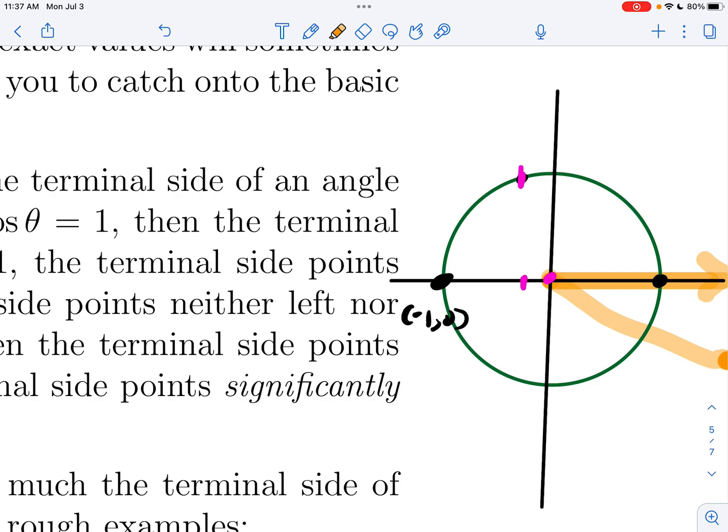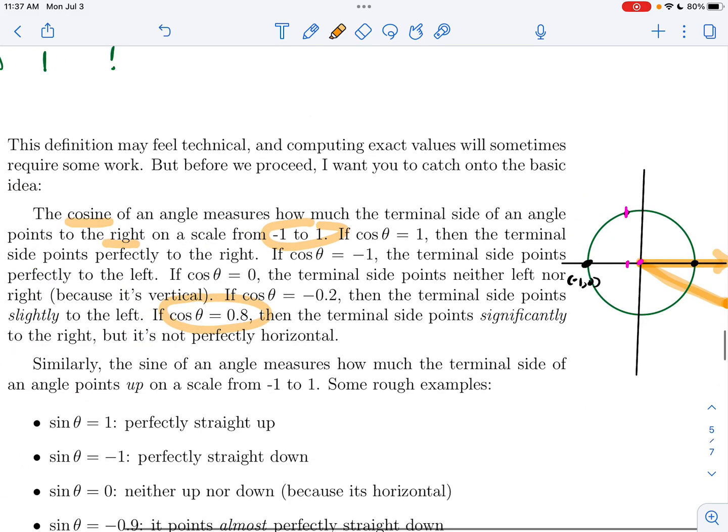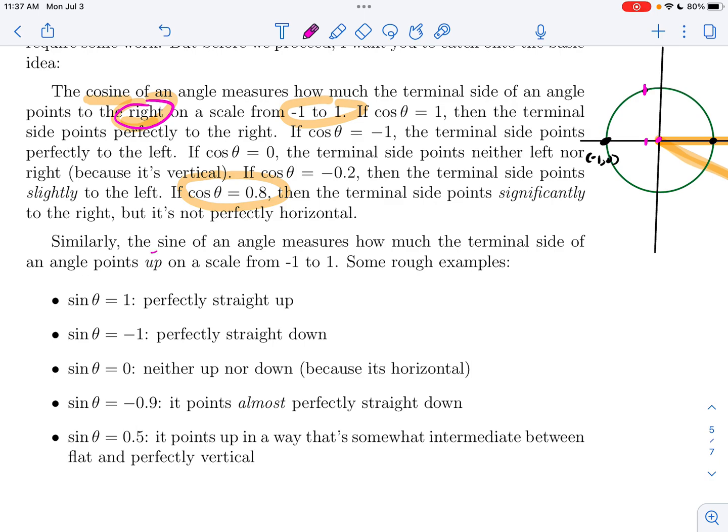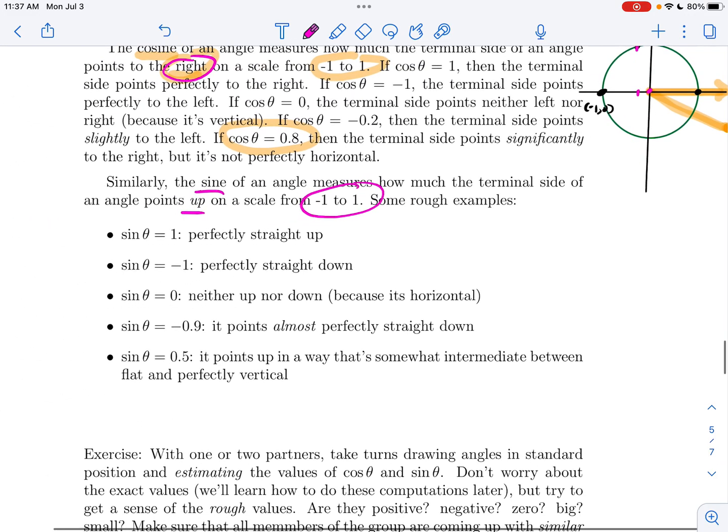There are two ways of drawing this. In either case, we have this terminal side that is pointing to the right, but not perfectly to the right. So that's what cosine measures. Cosine is basically measuring how far to the right that terminal side points. Similarly, sine is measuring how far up. Again, on a scale where 1 means it points perfectly up, negative 1 means it points perfectly down, and then we just have some in-between values.